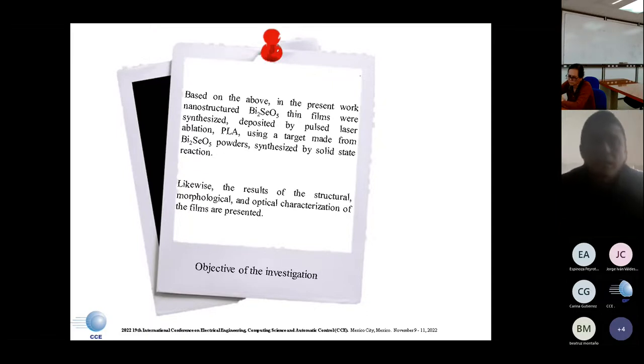Based on the above, in the present work, nanostructured dibismuth selenium pentoxide thin films were synthesized by pulsed laser ablation deposition using a target made from dibismuth selenium pentoxide powder synthesized by solid state reaction. Also, the results of the structural, morphological, and optical characterization of the films are presented.